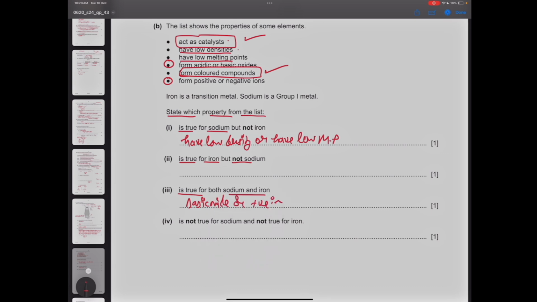Alright, it is not true for sodium and also not true for iron. So we have to pick a property which is not a metallic property. So they form basic oxides, but they cannot form acidic oxides. Acidic oxides are formed by non-metals.